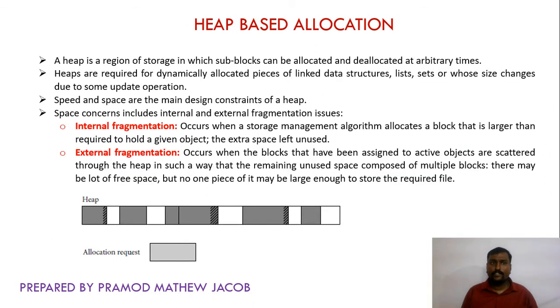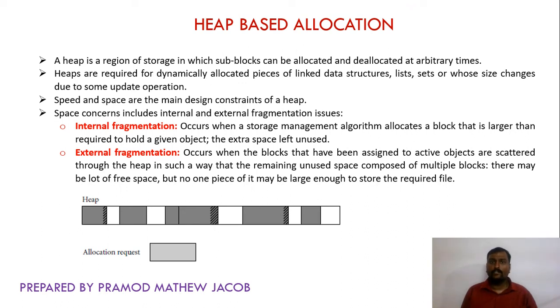Next is heap based allocation. A heap is a region of storage in which subblocks can be allocated and deallocated at arbitrary times. Usually heaps are used for dynamically allocating memory, like for implementing linked lists or any other linked data structures, lists, sets, or any other variable whose size will change during any update operation. Speed and space are the main design constraints of a heap.